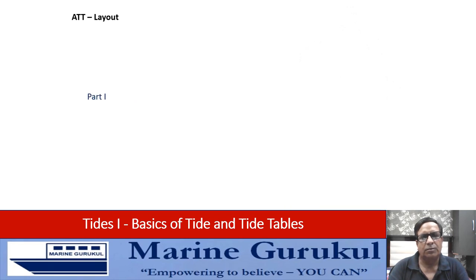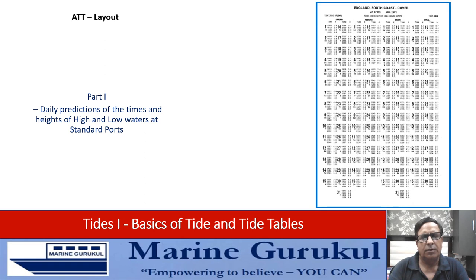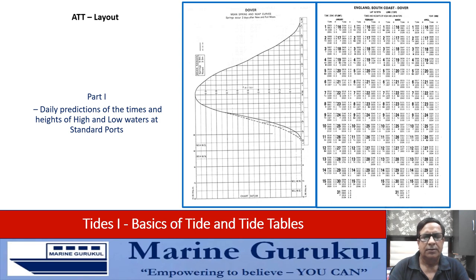Then we come to part one of the table. So part one of the table contains daily predictions for times and heights of high and low water at standard ports. Now this part one page of any standard port for European waters, that is volume one, shall look somewhat like this. The left page carrying this interpolation diagram, right page containing the daily predictions of times and heights of high and low water. So for each standard port, there shall be enough information covering the entire year.